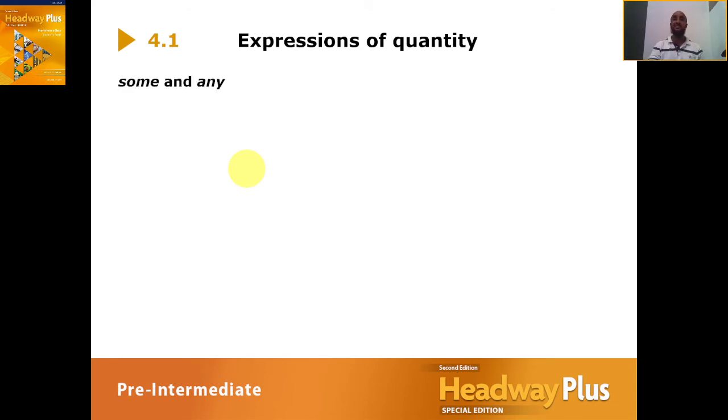Here we have some and any. Okay, so when do we use some and when can we use any? All right, so let's have a look at the word some. Some is usually used for positive sentences. Okay, guys, positive. All right, here's an example. I need some salt.